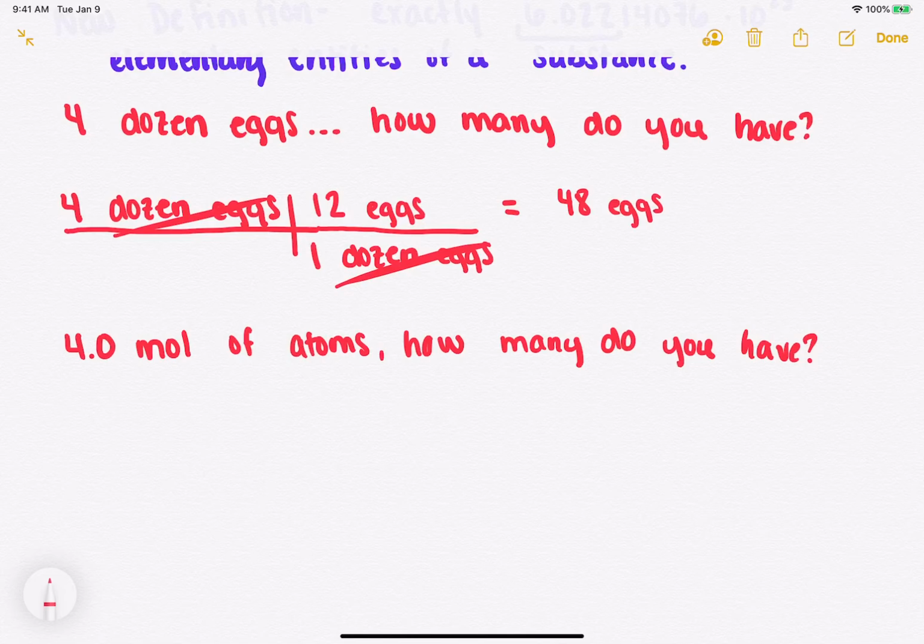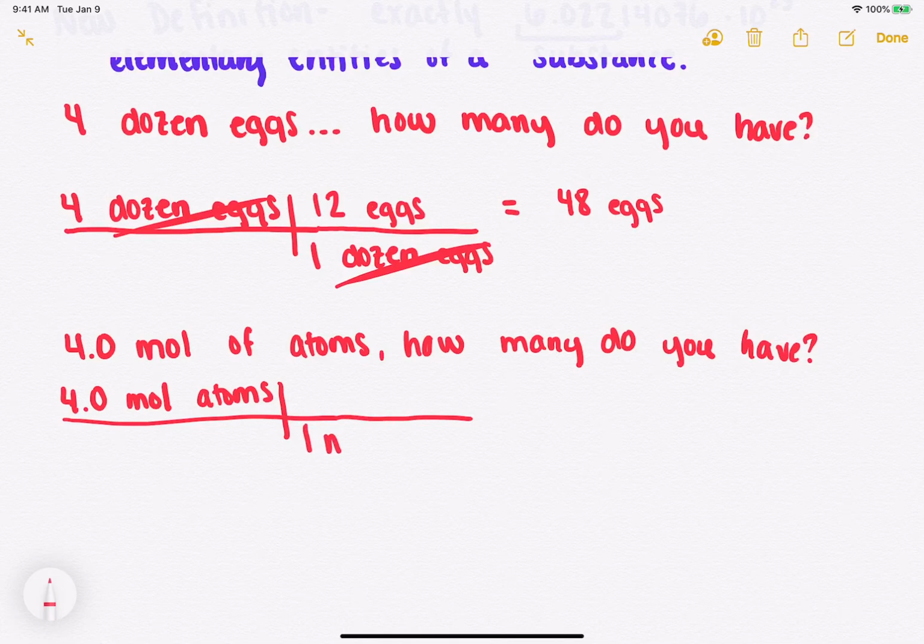So we can set up our dimensional analysis the same way. 4.0, this time with moles of atoms. And we want to get to just atoms. So for every 1 mole of atoms, in 1 mole, we have 6.022 times 10 to the 23rd atoms.